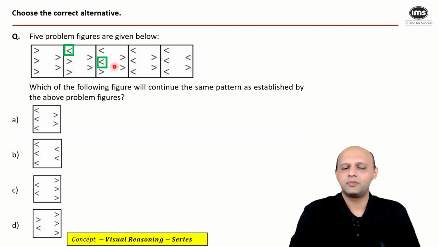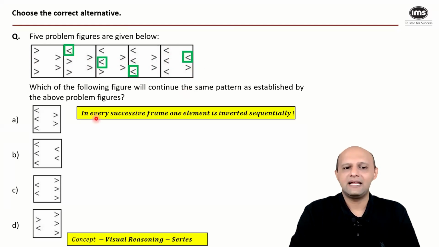From the third to the fourth frame, what you notice is the third element flipping. And from the fourth to the fifth frame, it is the fourth element which flips. So from this to the next frame, these are already flipped, and this element now should flip. And therefore, what is the logic here? In every successive frame, one element is inverted sequentially. By inverted, we mean obviously reflecting it about the vertical, or taking the mirror image.